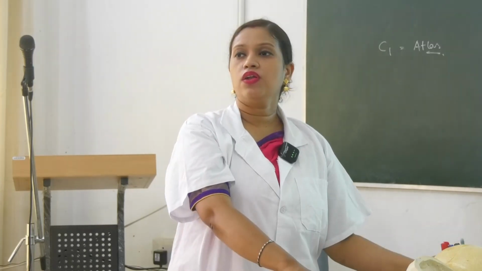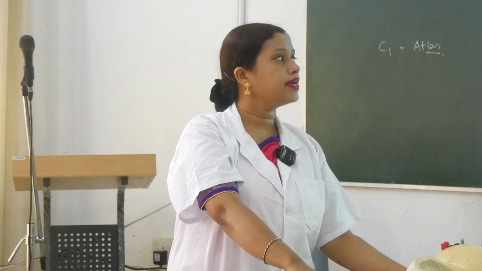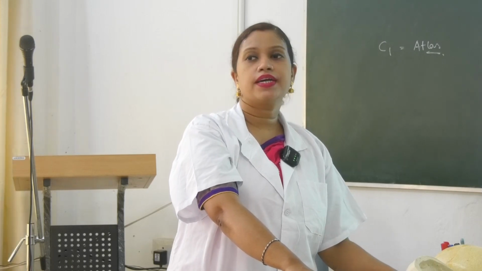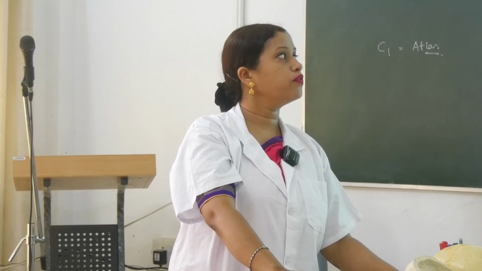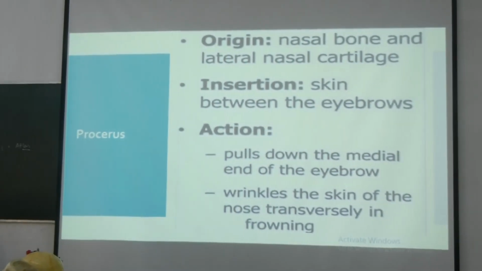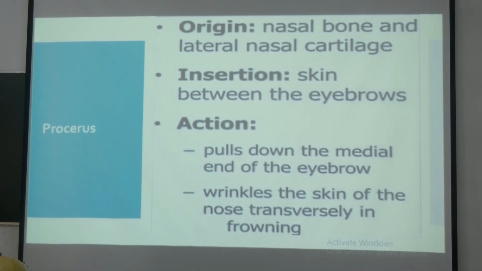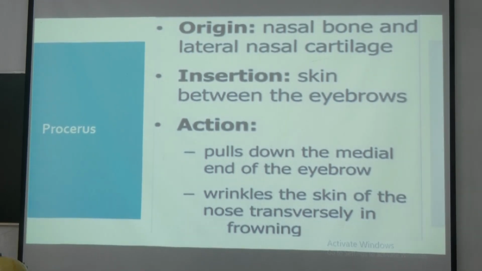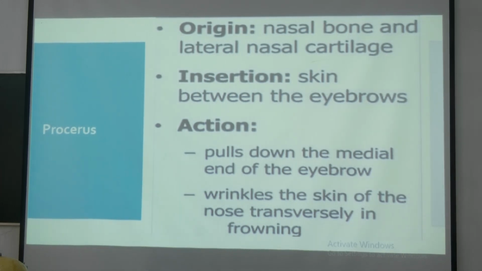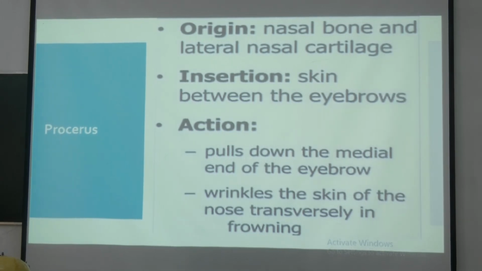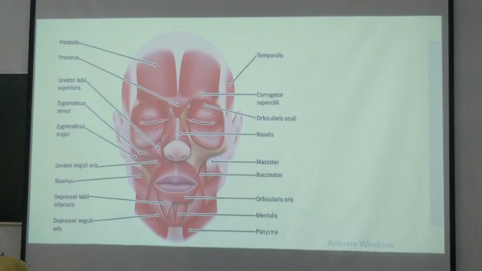So for the nasal group, I already told you, there are four muscles: compressor nares, dilator nares, procerus and depressor septi nasi. Procerus is present on the nasal bone and also the nasal cartilage. What is the function? It pulls down the medial end of the eyebrow, making a vertical crease over the root of the nose, and wrinkles the skin of the nose transversely during frowning.